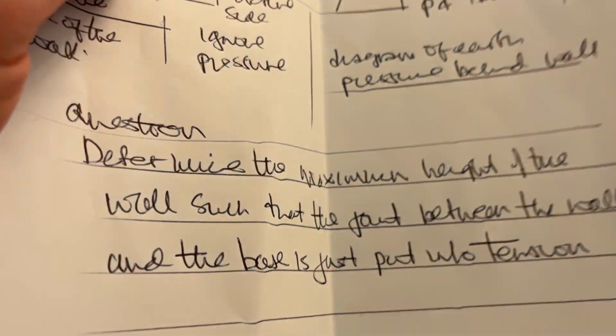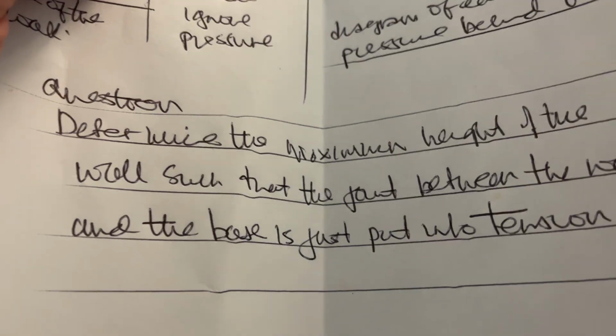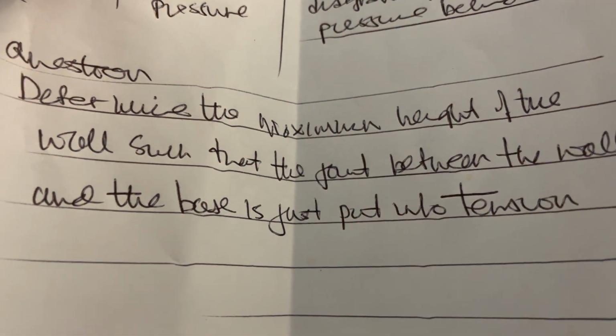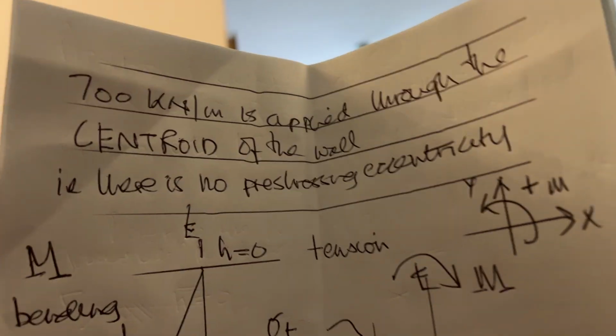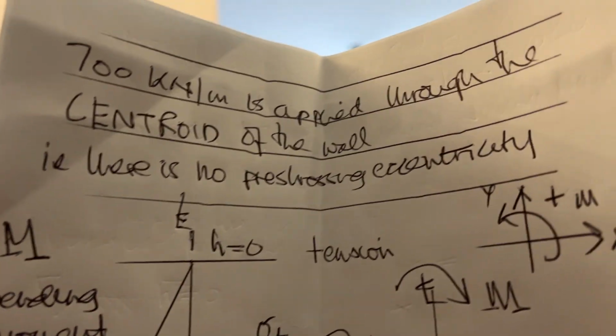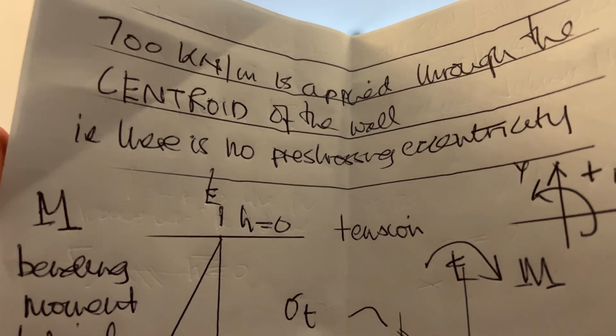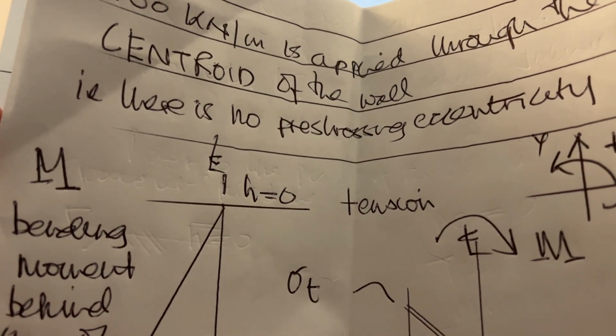So the question, as stated, is to determine the maximum height of the wall such that the joint between the wall and the base is just put into tension. So that's page 1. 700 kilonewtons per meter is applied through the centroid of the wall. There is no pre-stress eccentricity.